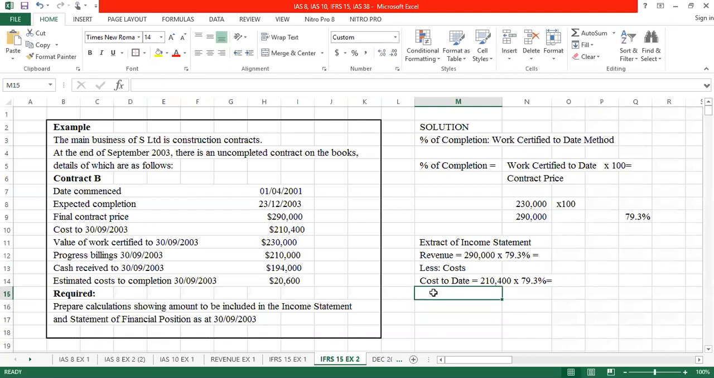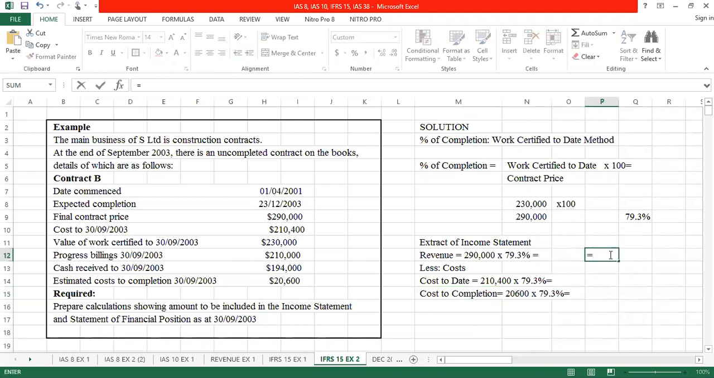Okay. Cost to completion. So what is our cost to completion? I saw it somewhere. Yeah. Estimated cost to completion is 2,600. So 2,600 times 79.3%. So what do you get in that case? You can get me the answers.